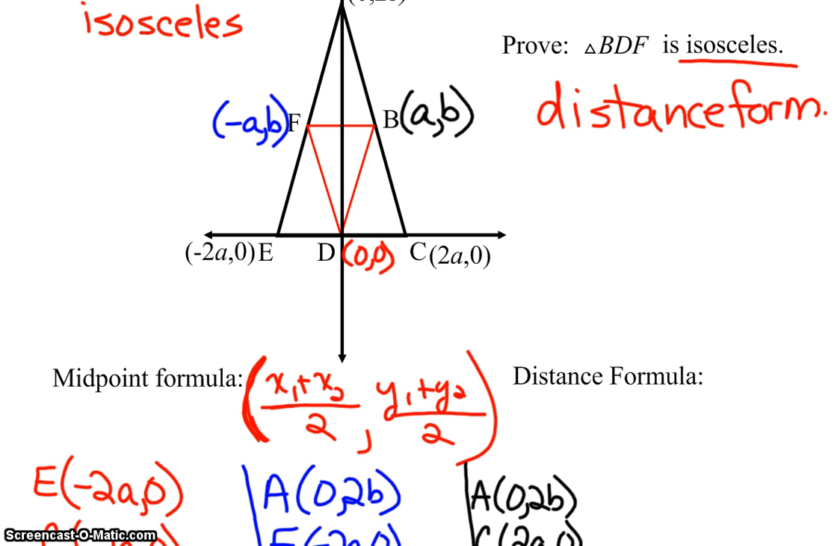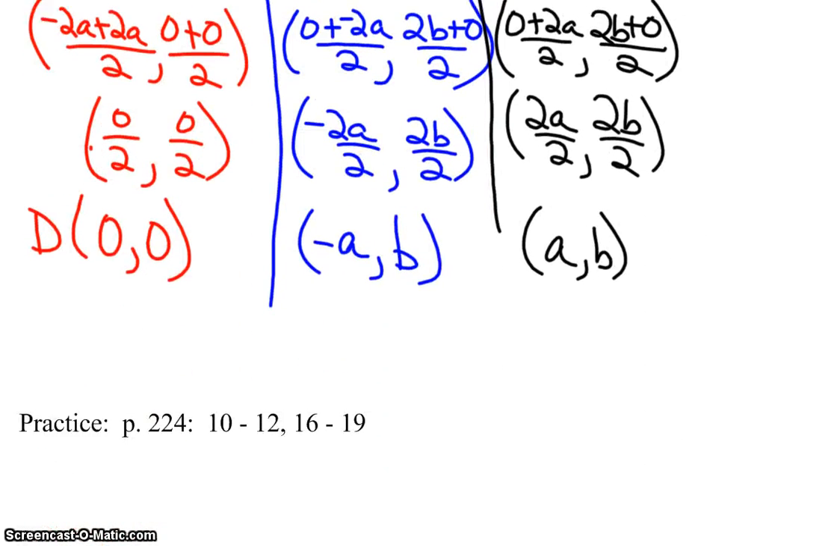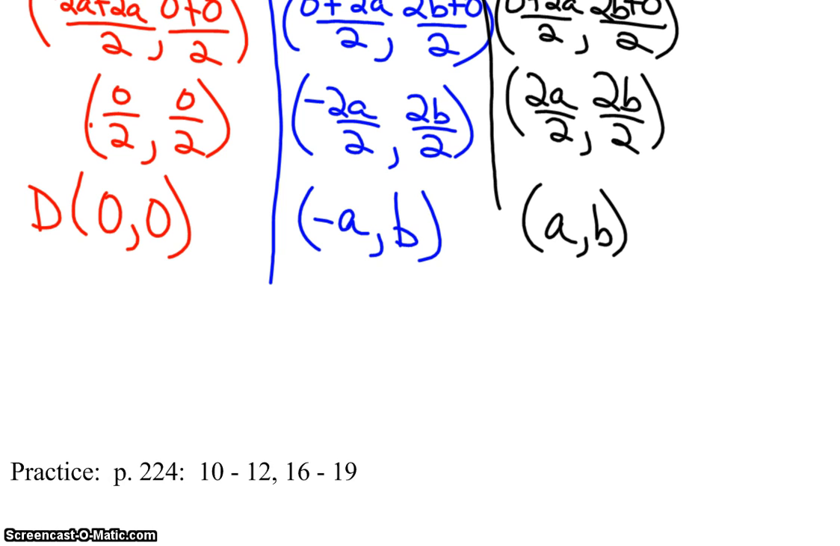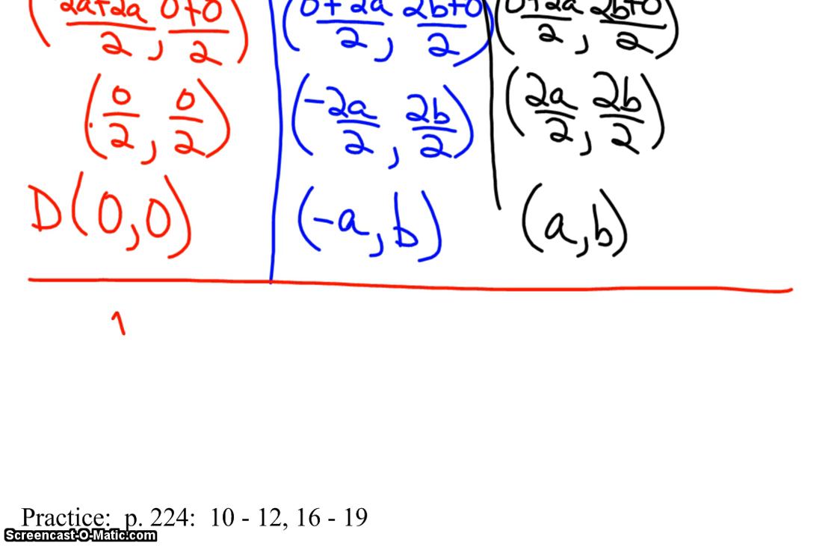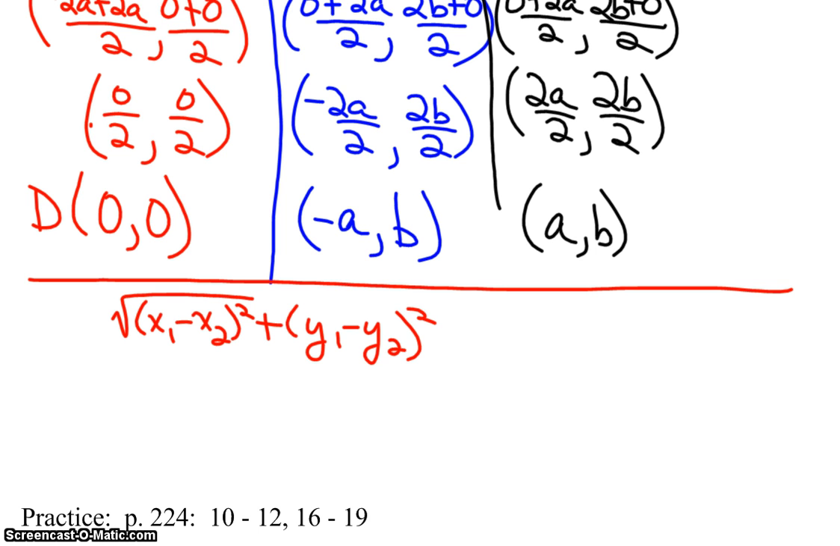All I've done so far is actually find the coordinates of these ordered pairs. But the problem is to prove that it's isosceles. And it appears from the figure that the two sides that should be equal are side DF and side BF. So I need to complete the distance formula for side DF and side DB. So it's time to hit the distance formula. And remember, the distance formula is the square root of (x1 minus x2) squared plus (y1 minus y2) squared.